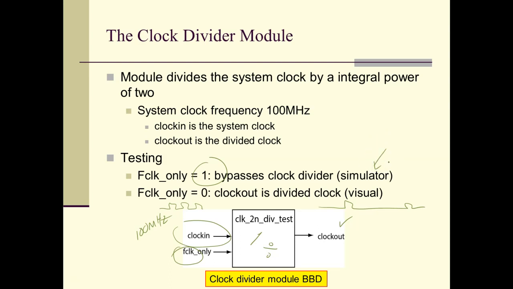You may not need to simulate this experiment, but in later experiments you may need to get rid of the clock divider so you can properly test the design. If there's a huge clock divider in your circuit, you're going to have problems testing it. So when you instantiate this, you have to put a 0 or 1 into this F clock only input, which once again, 1 bypasses the clock division.